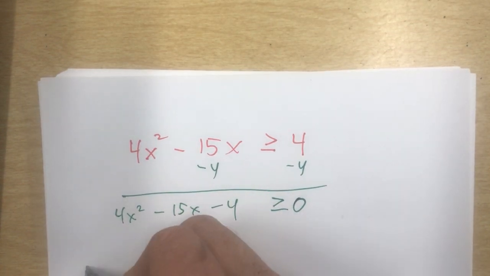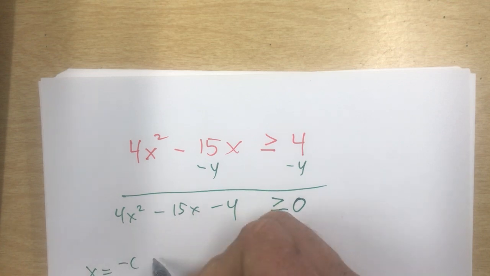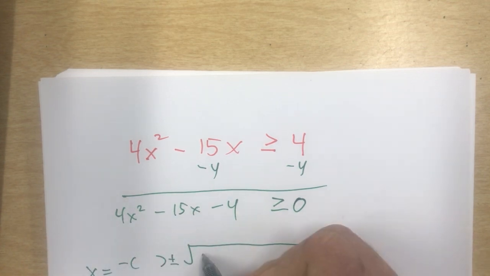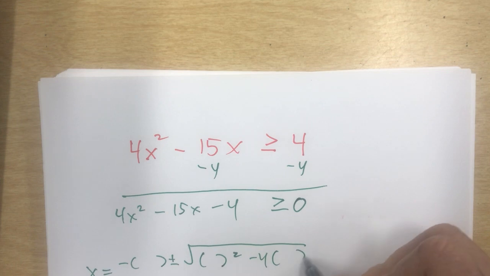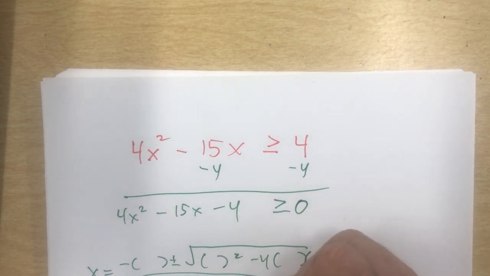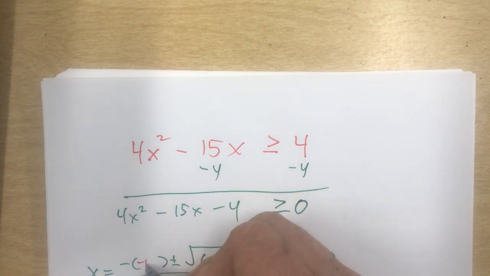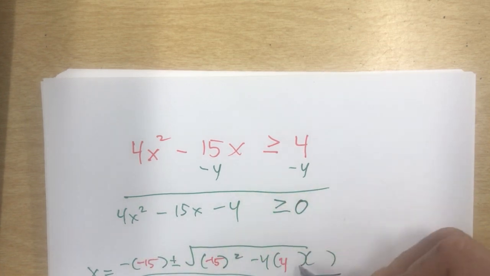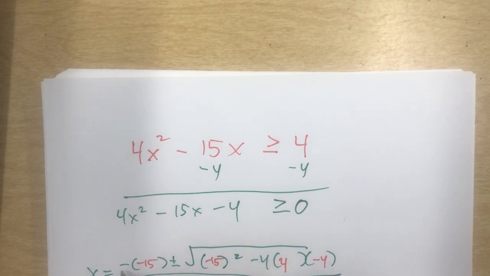Okay, let's do quadratic formula this time. x equals negative b plus or minus the square root of b squared minus 4ac, all over 2a. All right, my a is 4. My b is negative 15. My c is negative 4. All right, so that means I've got right here, negative 15 is 15. 2 times 4 is 8 down here. And my radical, I'm going to punch this in.